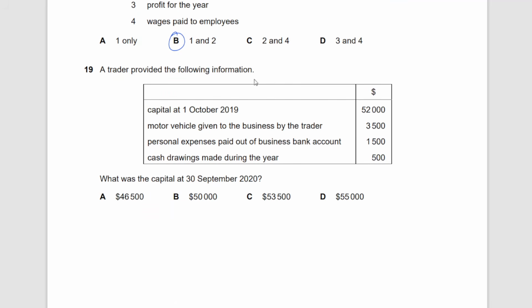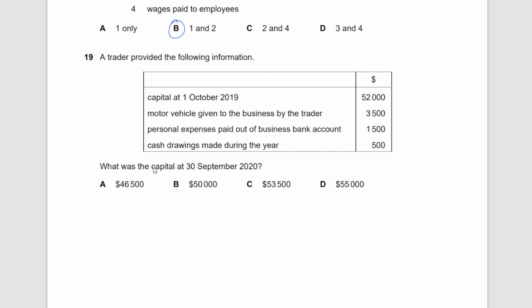A trader provided the following information. What was the capital on 30th September? Capital, the opening capital. Motor given to the business by trader, capital introduced. This is introduced capital. Personal expenses paid out of business bank account. This is drawings. Cash drawings made during the year. That is also drawings, right? And there's nothing about profit. So what is the capital at the end? Closing capital. That's what we need to find.